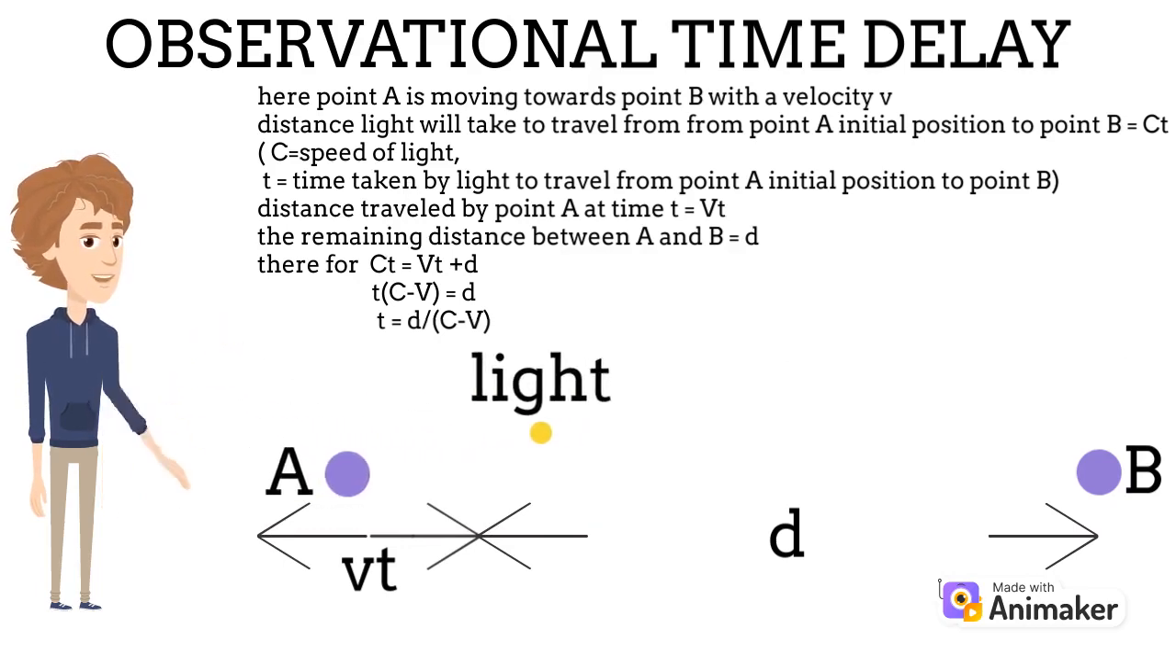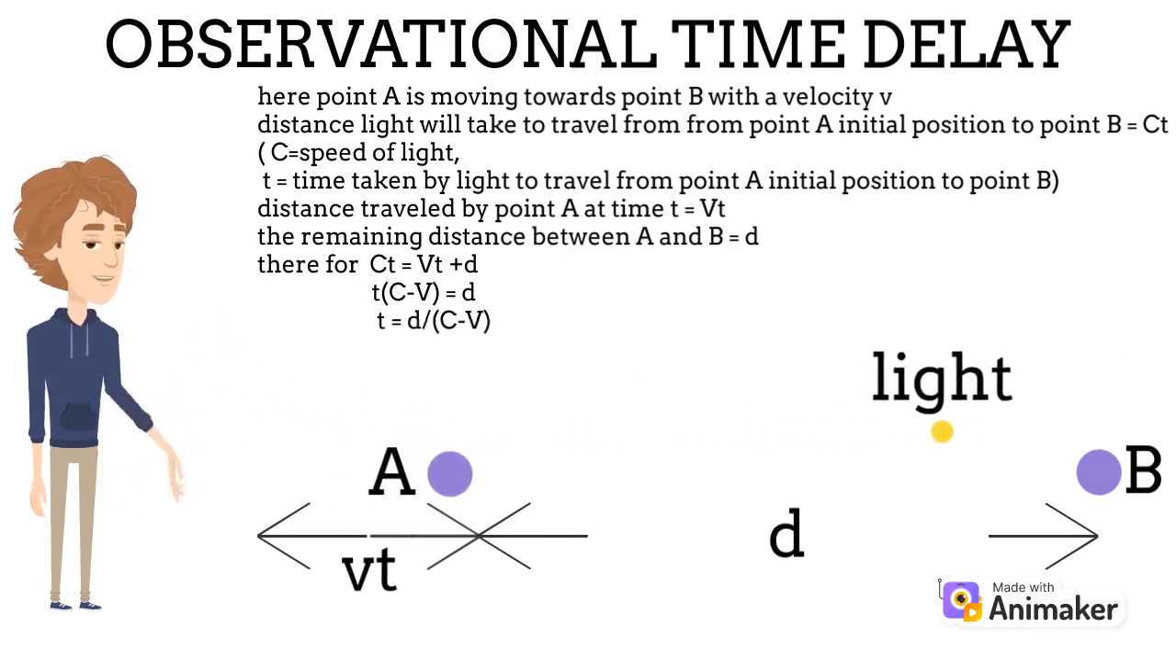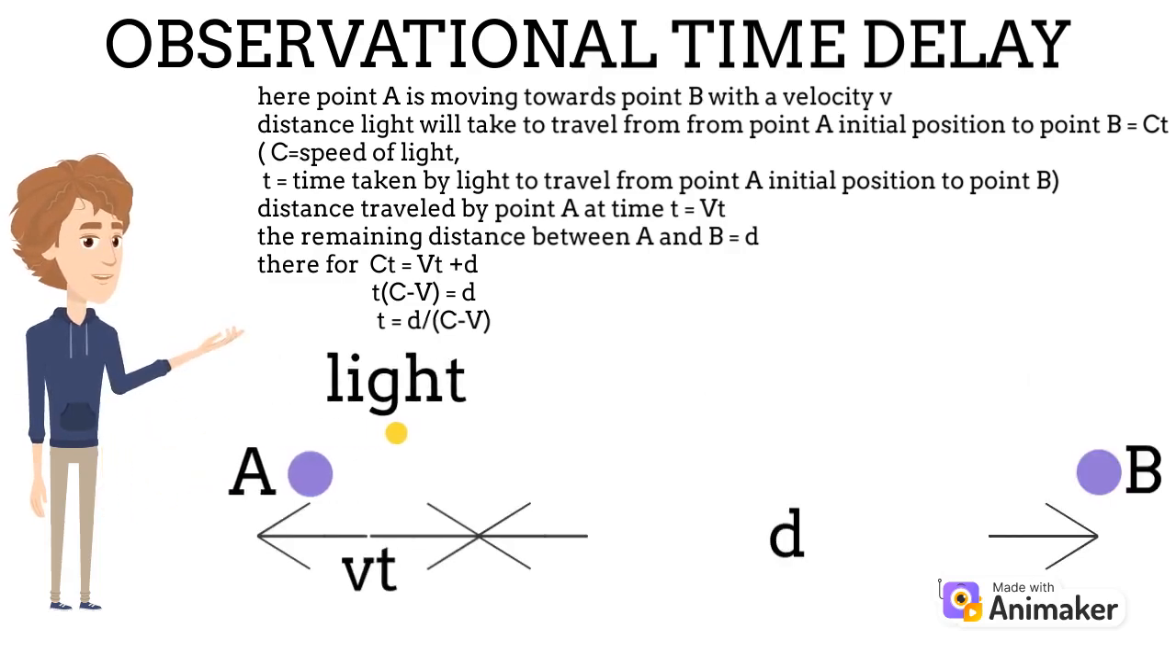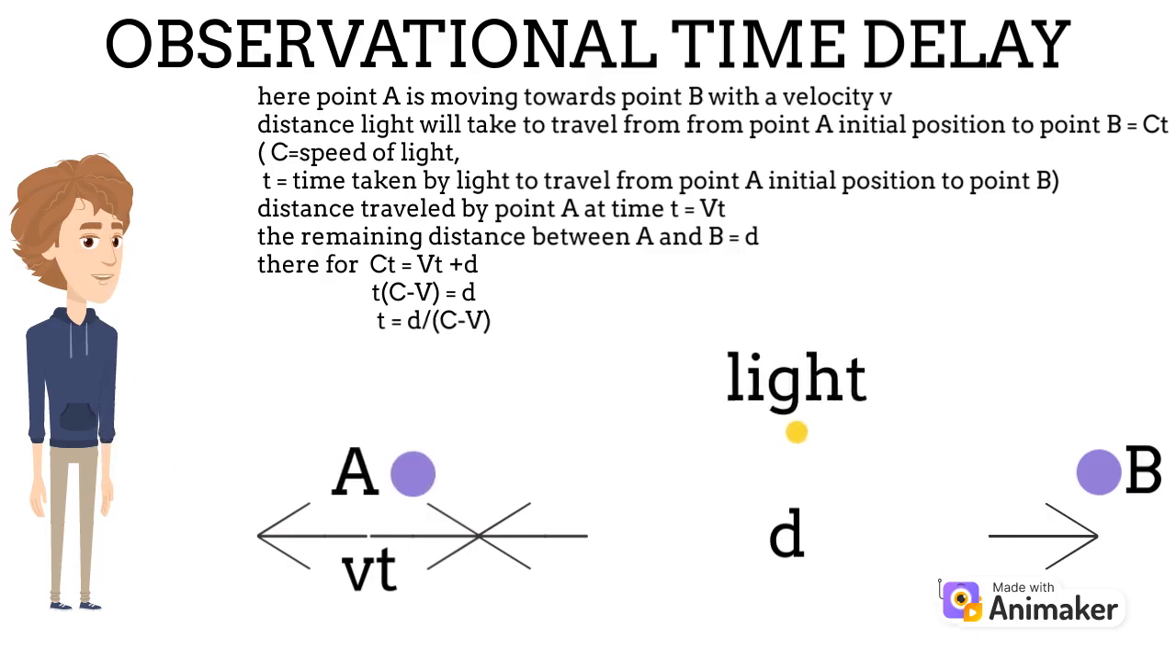From the equation we take t to one side, and then we get t equals d divided by c minus v. Then the observational time delay experienced by point B is t equals d divided by c minus v.